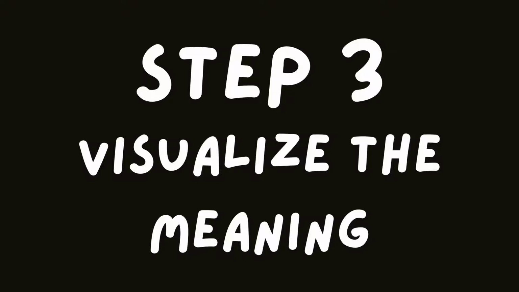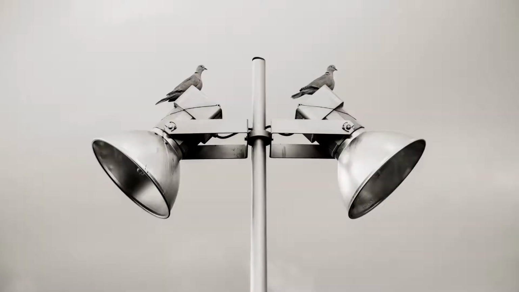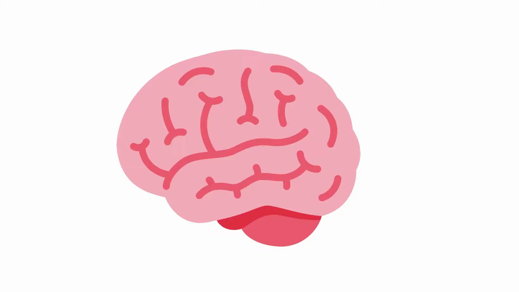Moving on to step 3. Visualize the meaning. In this step, you visualize the meaning of the word, similar to step 2. Just choose the image that comes to your mind after reading the meaning. It would be easier to create an image if you understand the meaning. However, it is not necessary that the image has to be the actual meaning itself. It can be any other image that comes to your mind while reading it.